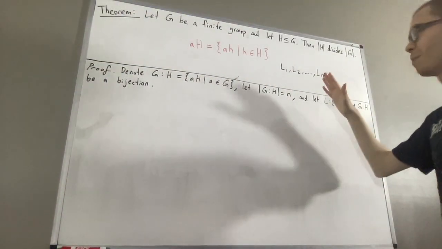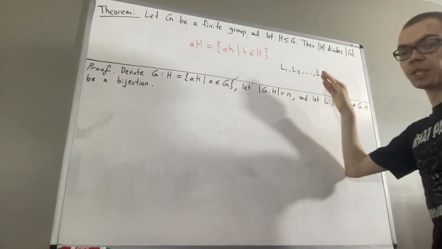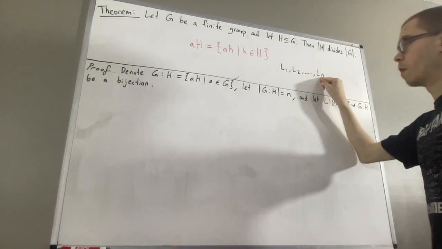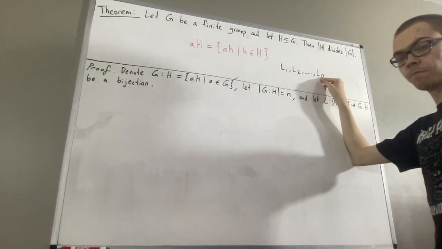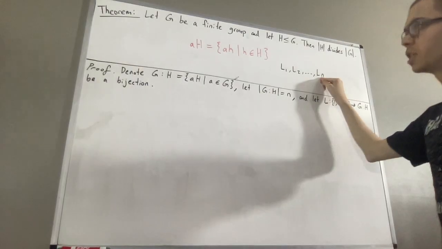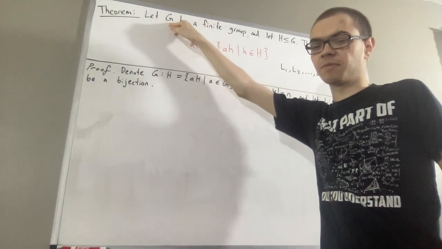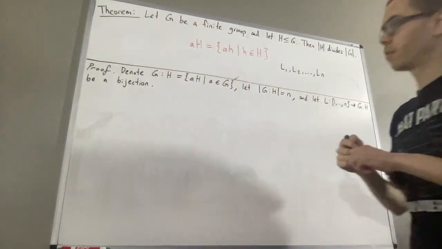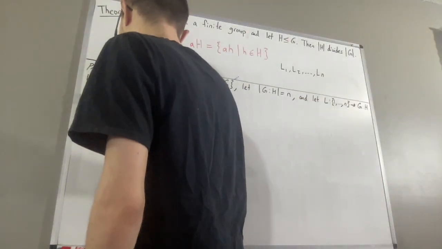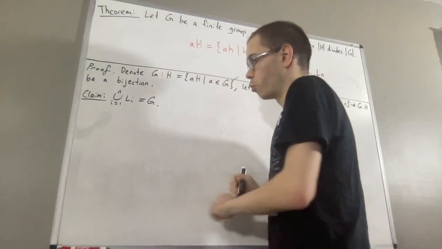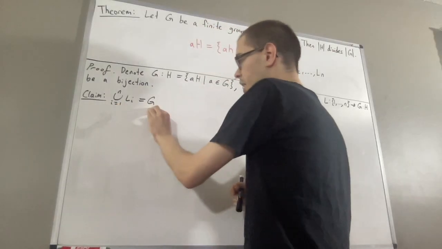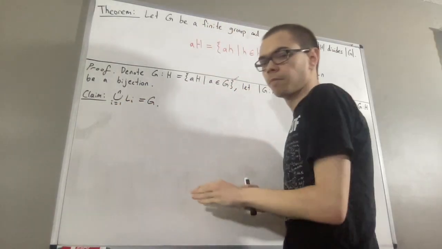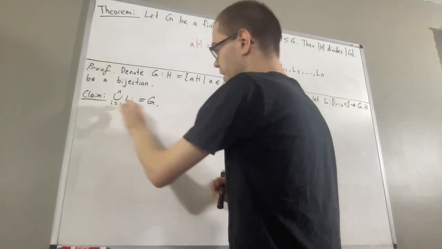So then what do you think happens if we take the union of all of the left cosets of H? That should just result in the entire group G, right? That's our claim. So to prove that, we're going to prove that the union is a subset of G, and G is a subset of the union. So let's first prove the union is a subset of G.